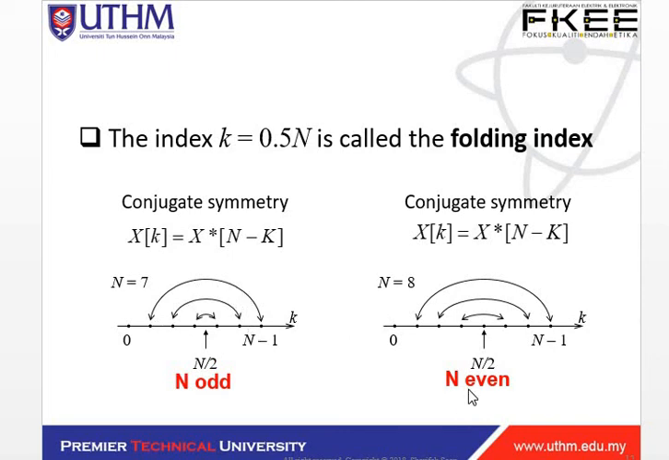Let's say N is even, also the same. Say you have N equal to 8, 1, 2, 3, 4, 5, 6, 7, 8. 8 times 0.5, you get 4. So 0, 1, 2, 3, 4, you get in here x[4]. So the values of this one and this one are conjugates. X[k] equals the conjugate of X[N minus k]. The values are the same, just different in terms of the sign of the imaginary part. The magnitude will be the same, only the sign of the imaginary part differs.